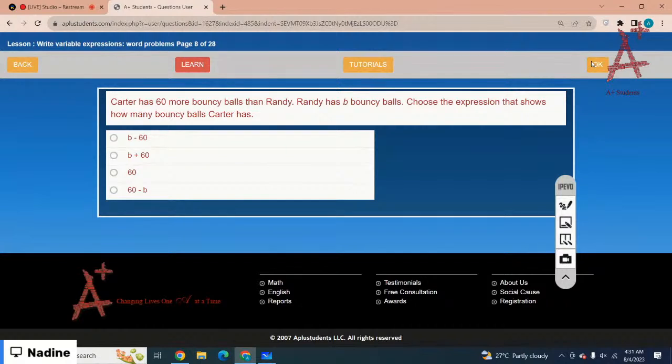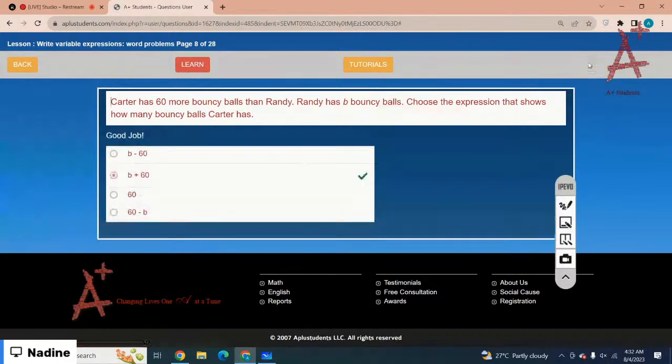Carter has 60 more bouncy balls than Randy. Randy has B bouncy balls. Choose the expression that shows how many bouncy balls Carter has. So, which is the correct option? Yes, it would be B plus 60, right?